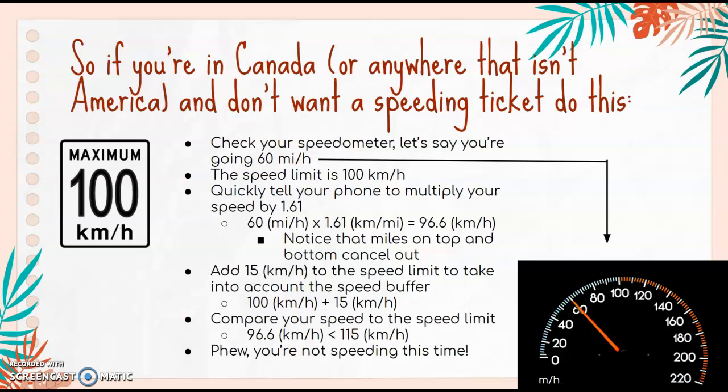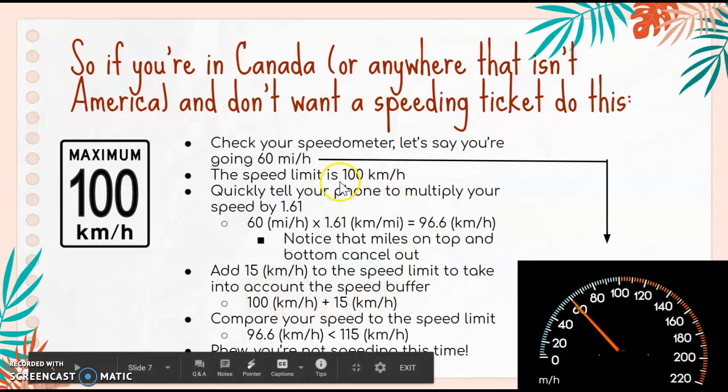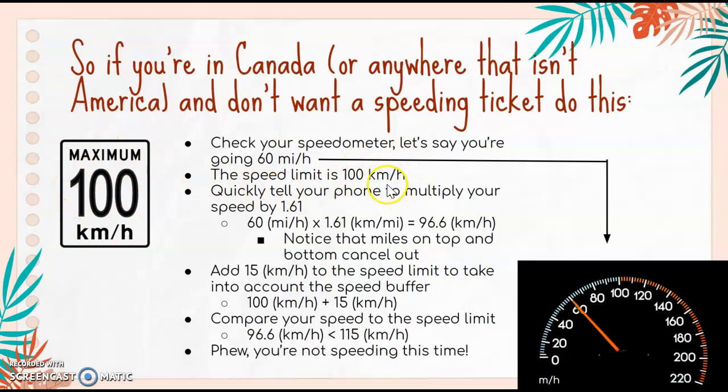So if you're in Canada or anywhere that isn't America and don't want a speeding ticket, do this. Check your speedometer. Let's say you're going 60 miles per hour. Let's say the speed limit is 100 kilometers per hour. Just quickly tell your phone to multiply your speed by 1.61.